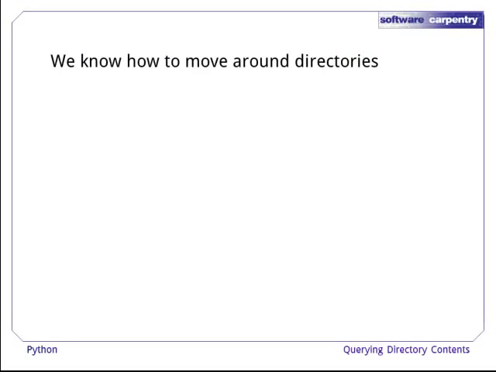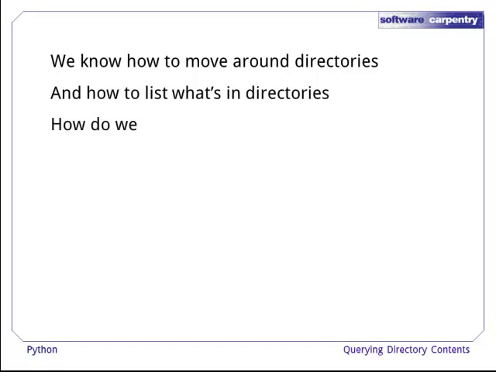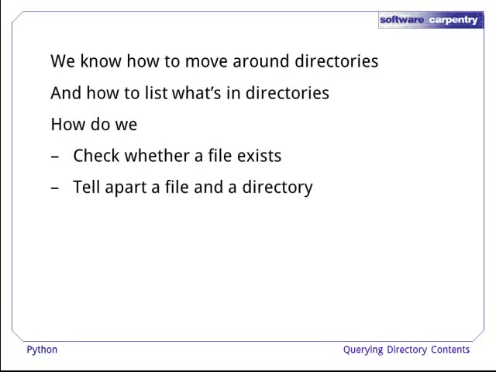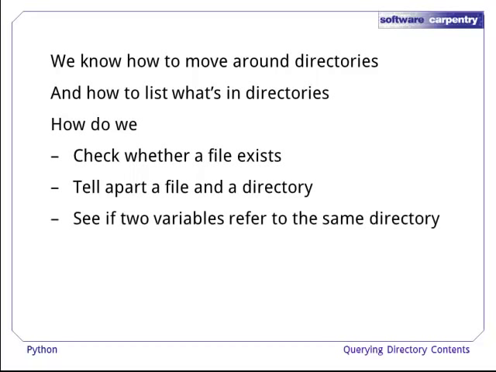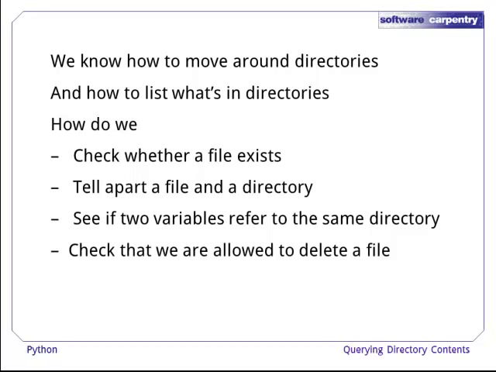We now know how to move around directories and see what's in them. But there are many other things we might want to find out. We might want to check whether a file or directory already exists. This can be useful before saving a file to allow the user to decide if the file is to be overwritten. We may have a variable and want to see whether that refers to a file or a directory. We may want to see if two variables refer to the same file or directory. We may want to find out what we can do with a file or directory. Are we allowed to read it, to update it or delete it? And we may want to get information such as the file size, who owns it, and when it was last modified.